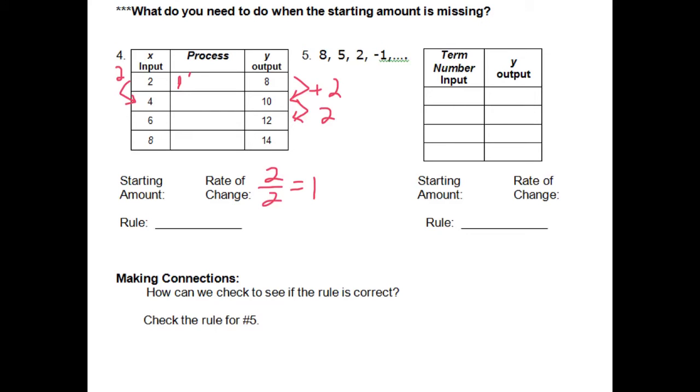So we're going to go ahead and put in our rate of change as 1. And then we have a parentheses where our x goes. So let's do that every time. So 1 times our x.